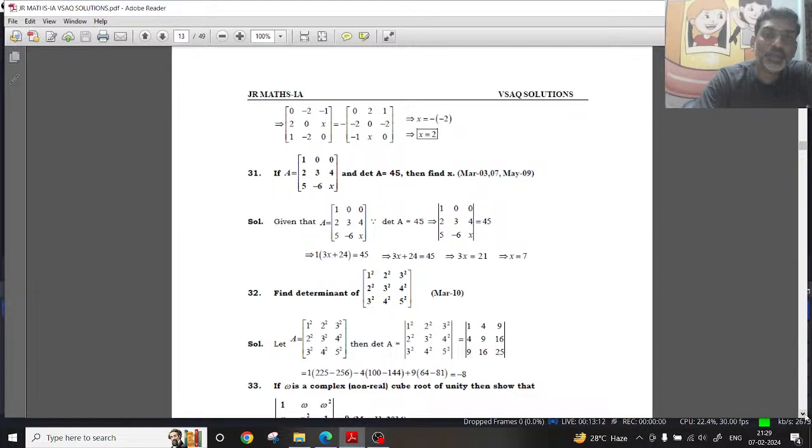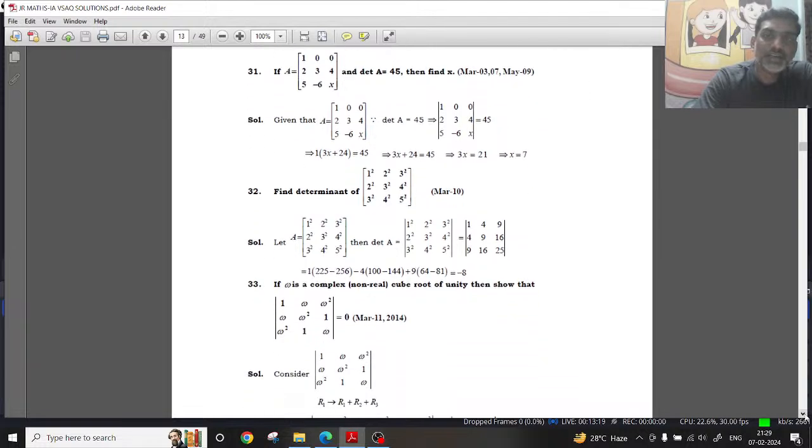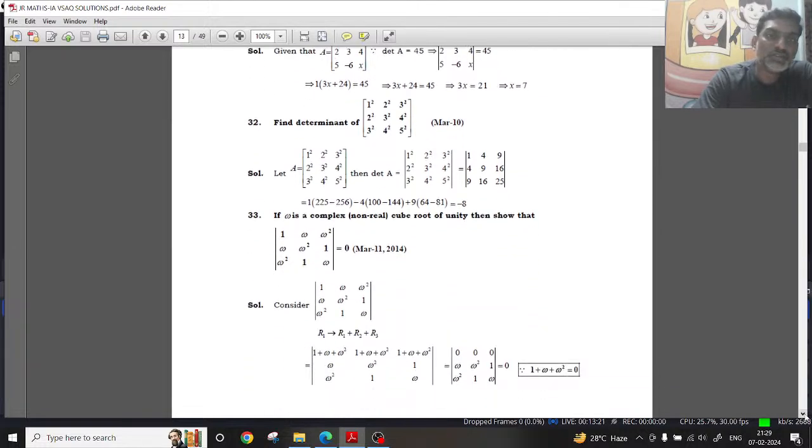I hope you all know very well how to calculate the determinant. Then find the determinant of the given matrix and equate it to 45. You can get the unknown variable. 32 is also the same, determinant. Calculating the determinant is important, sir. Whatever the model question, finding the determinant is important.